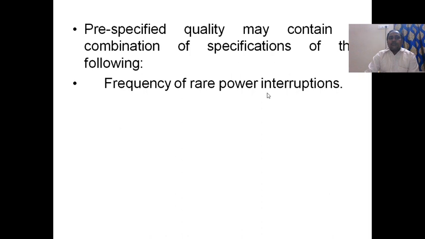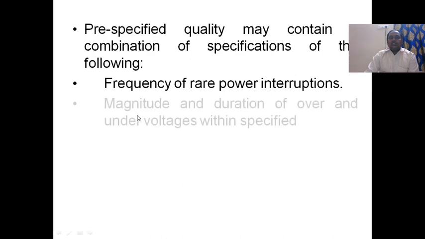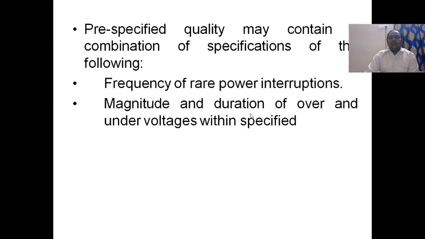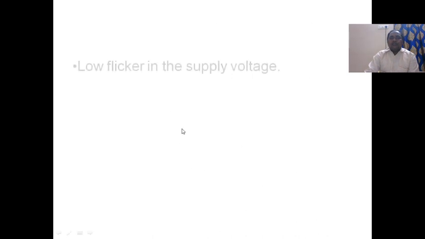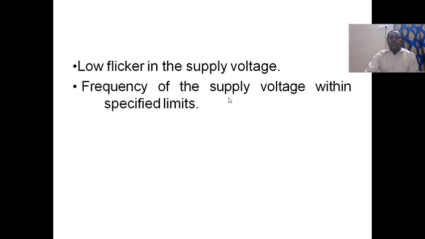Pre-specified quality may contain a combination of specifications of the following. Frequency of rare power interruptions. The frequency changes we also compensate by using custom power devices. Magnitude and duration of over and under voltage within specified limits. Low harmonic distortion in the supply voltage. Low phase unbalance; we balance the system by using custom power devices. Low flicker in the supply voltage. Frequency of the supply voltage within specified limits.